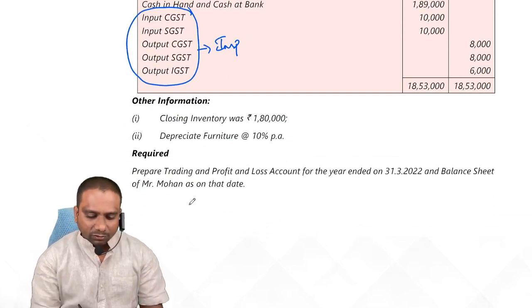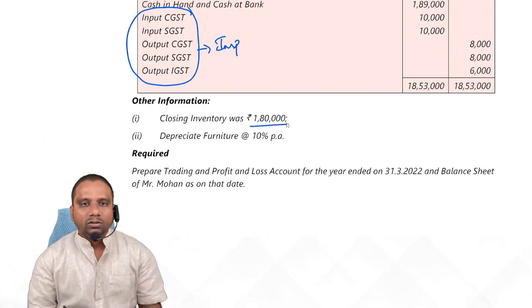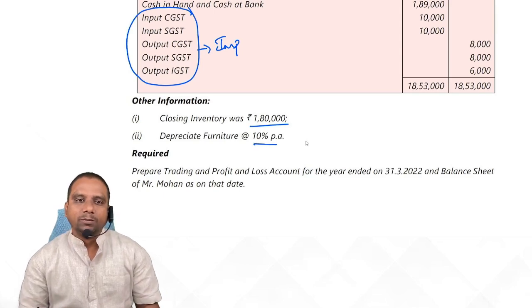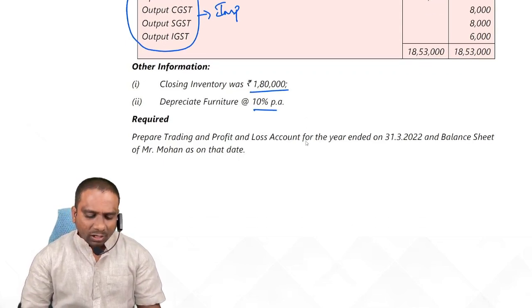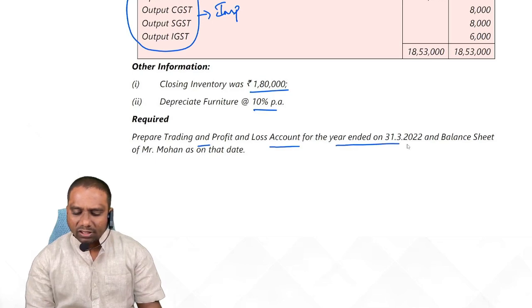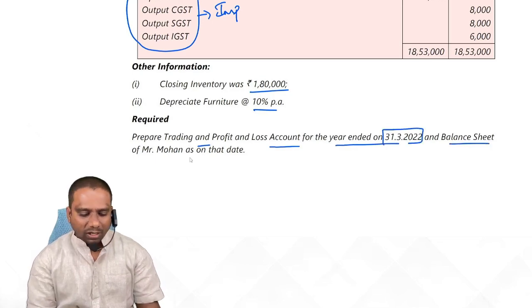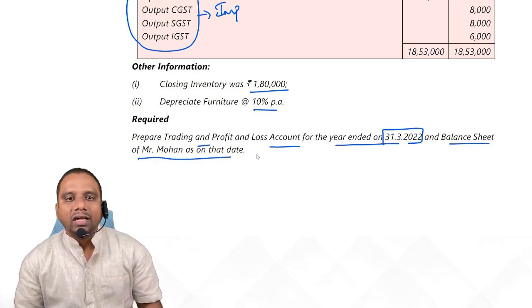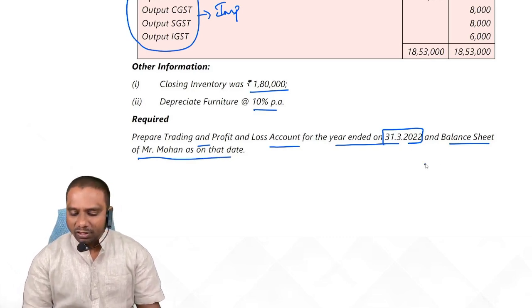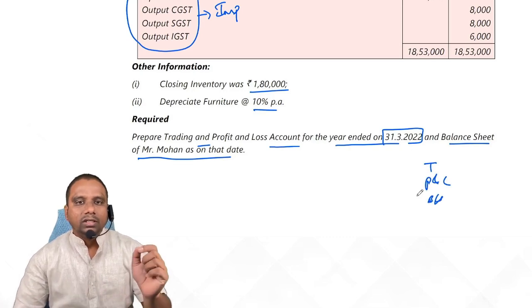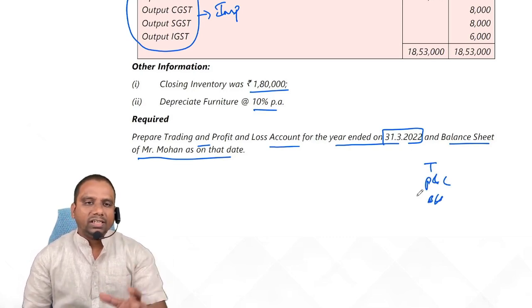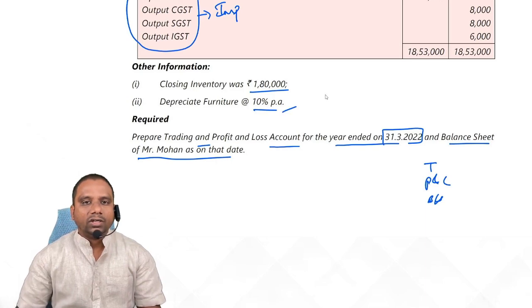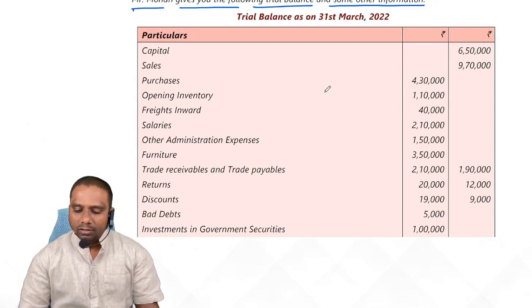The other information: closing inventory was 1,80,000. Depreciation 10% per annum. Prepare trading and profit and loss account for the year ended 31st March 2022 and balance sheet of Mr. Mohan as on that date. Simple. So first prepare the trading account, profit and loss account and balance sheet format. Now here mark the adjustments. Closing inventory anyway we take it. Now depreciation we have on furniture. Look at it item by item.